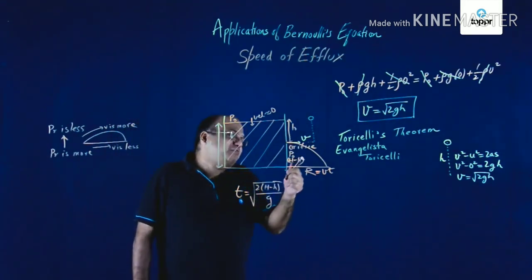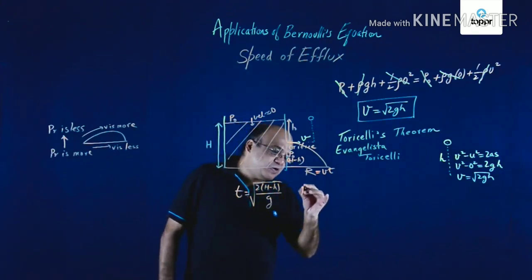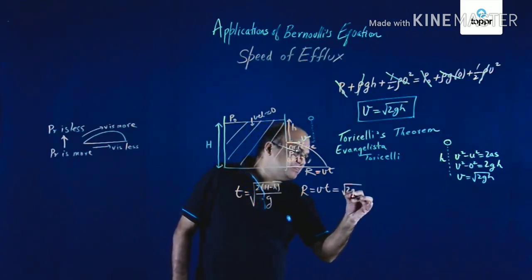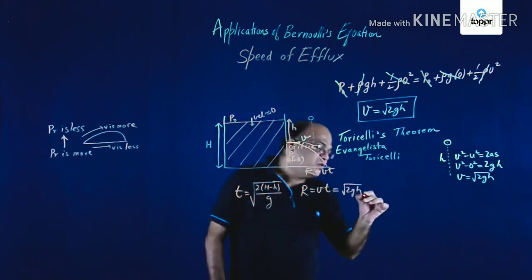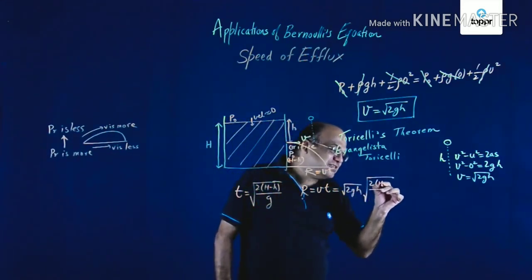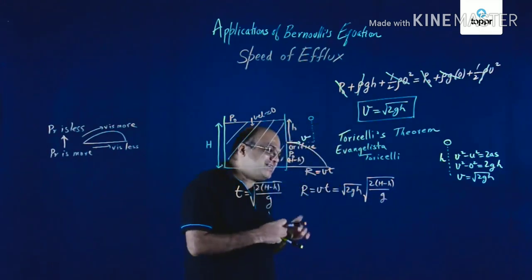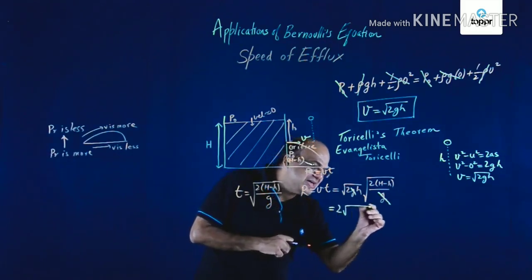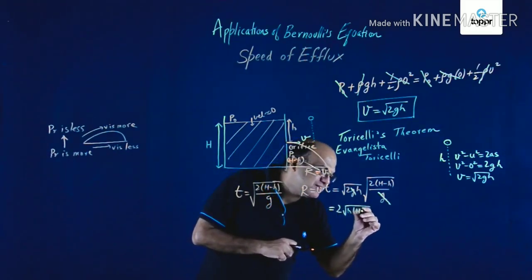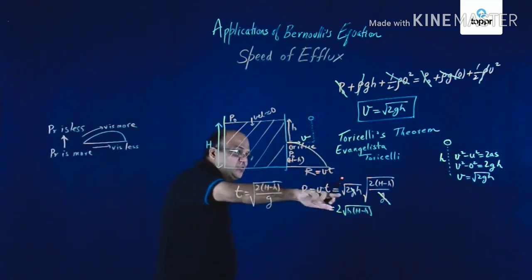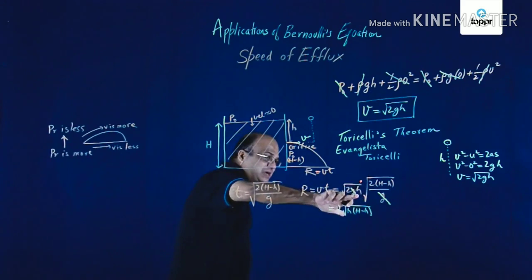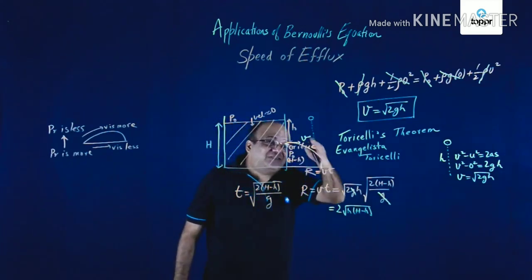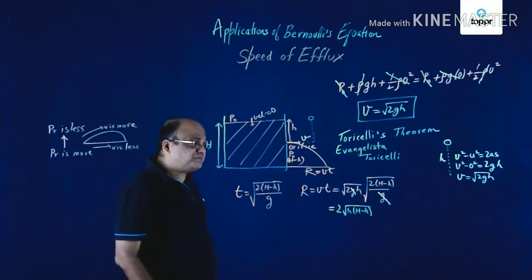And if you multiply this with v, we will get the range. So range will be equal to v into this time, t. v is root 2gh, and time of fall is root over 2(H minus h) by g. This g cancels out, right? So we get the range as 2 root over h into (H minus h). This is the range. The 2 comes out because of root 2 into root 2, multiplied by h into (H minus h). This is the range up to which the water will fall.